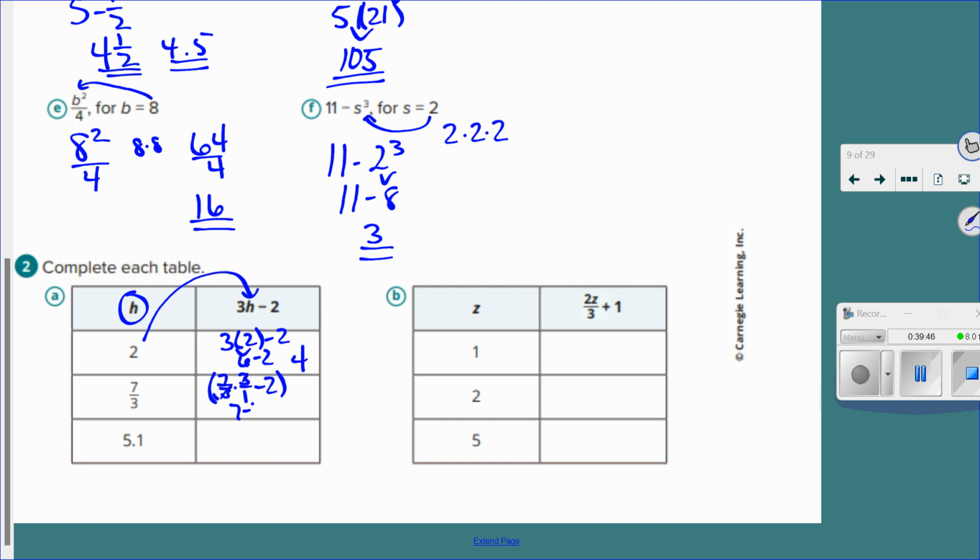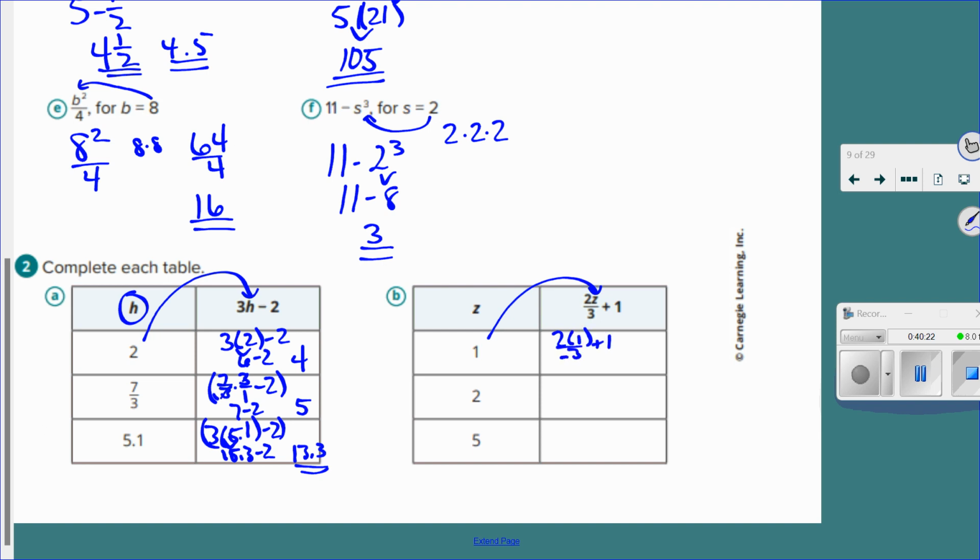And then our last one, we do 3 times 5 and 1/10 minus 2. So I'm going to do the multiplication first. That gives me 15 and 3/10 minus 2. I subtract that and I get 13 and 3/10. Okay. And our next one, again, doesn't change. All I'm going to do is substitute that value in. So that becomes 2 times 1 divided by 3 plus 1, or 2/3 plus 1, which becomes 1 2/3.